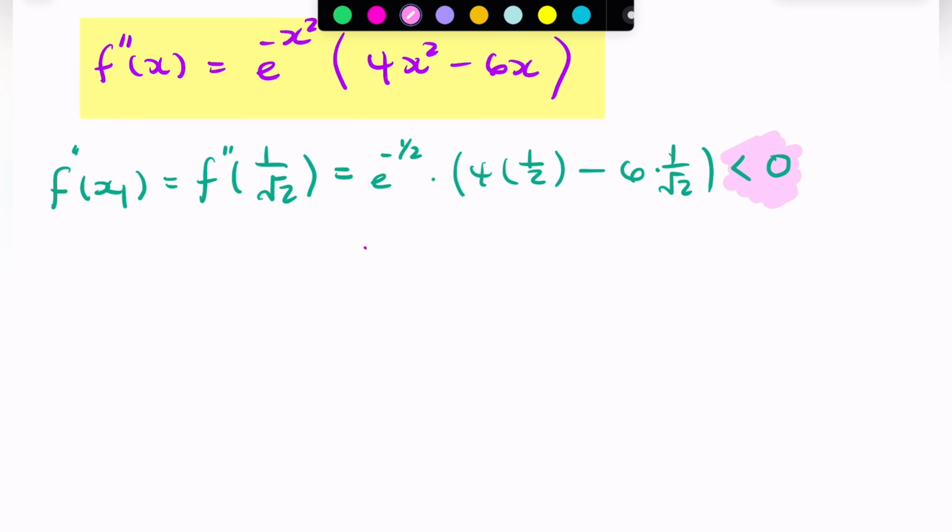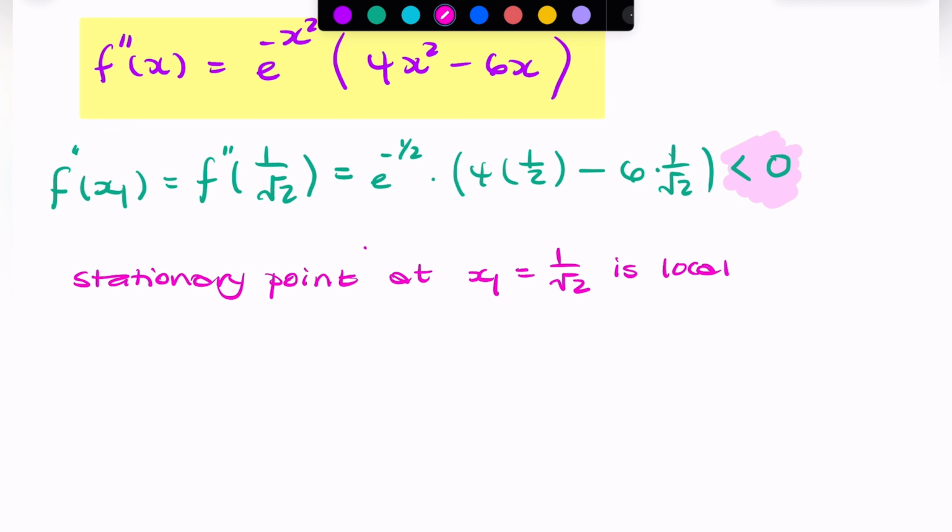And that's what matters, because if the answer is negative, you can say that the stationary point at x1 equals 1 over root 2 is a local maximum. That's what matters. They're asking us to determine the nature of the stationary point, and we've determined the nature by saying it's a maximum because the second derivative at that point is negative.